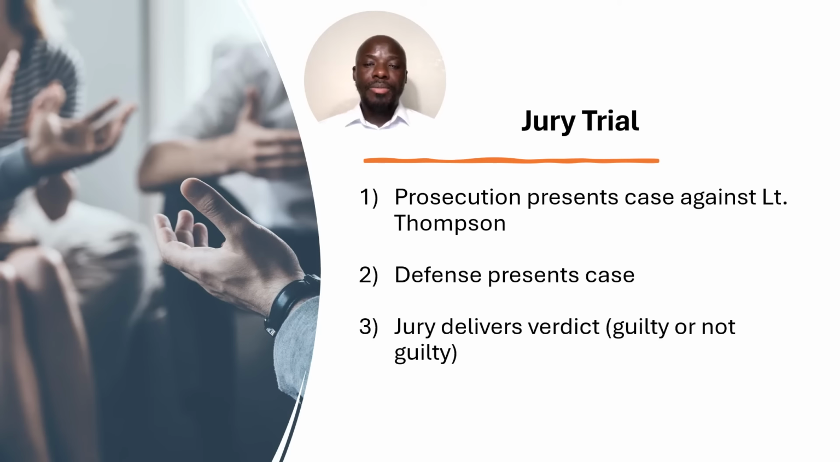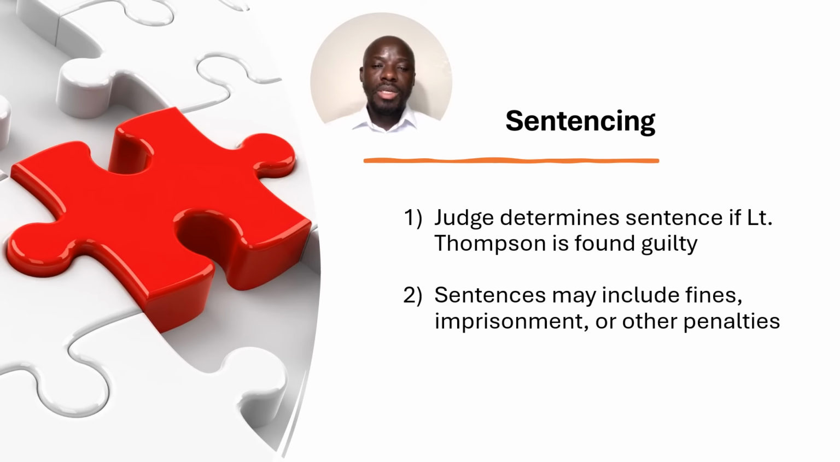And then we have the jury trial. The jury trial is where, one, the prosecution presents its case against Lieutenant Thompson. Two, the defense presents its case as well. And then three, the jury delivers a verdict of guilty or not guilty. And then we come to sentencing. Sentencing is where the judge will determine the sentence if Lieutenant Thompson is found guilty, which will include a fine, imprisonment, or other penalty.